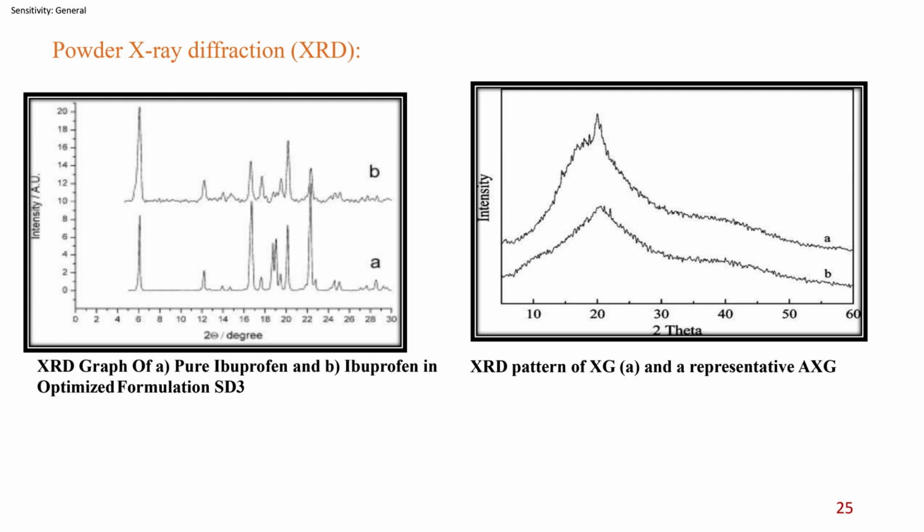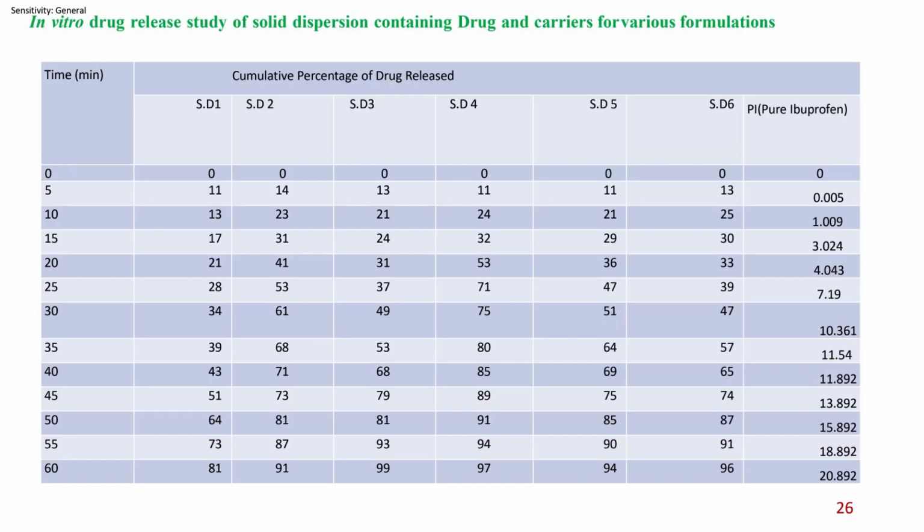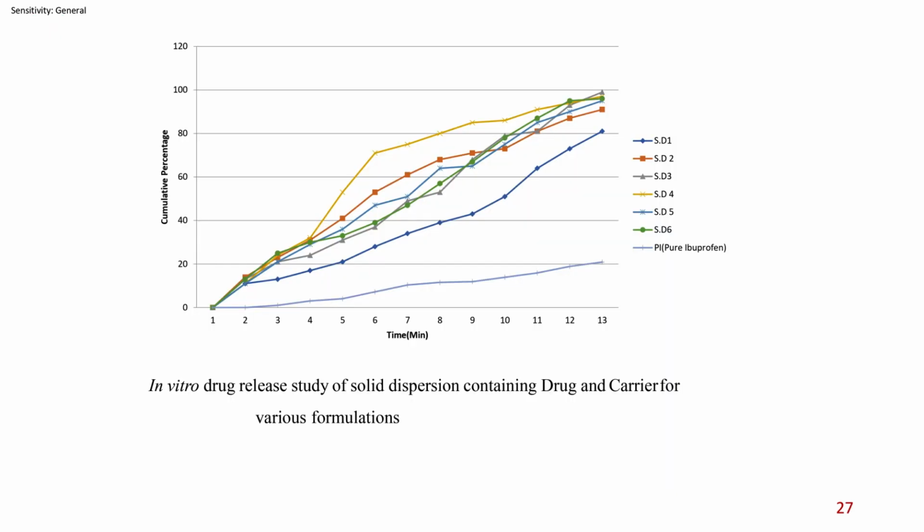This is the powder X-ray diffraction. This is the powder X-ray diffraction graph, and this is the pattern of XRD, that is X-ray diffraction. This is the in vitro study of solid dispersion, which contains the drug and carrier for various formulations, batch 1, batch 2, batch 3, batch 4, batch 5, batch 6. This is the graph of the in vitro drug release study of solid dispersion containing drug and carrier for various formulations.